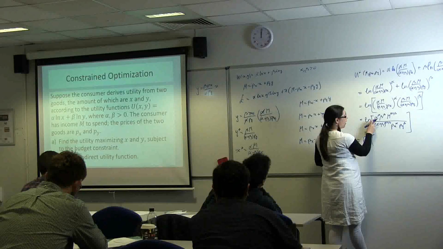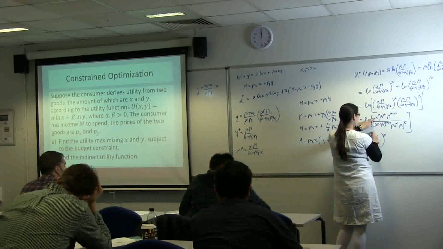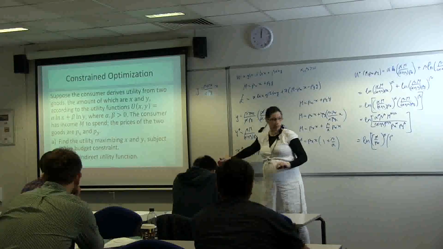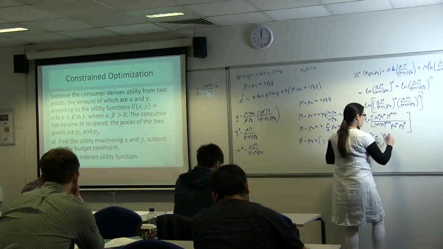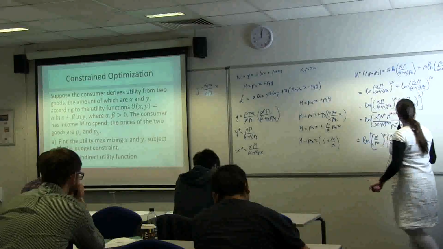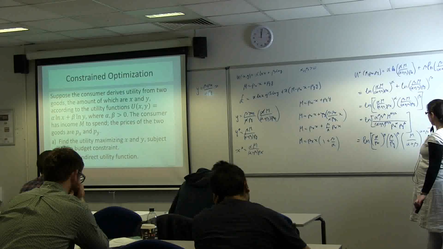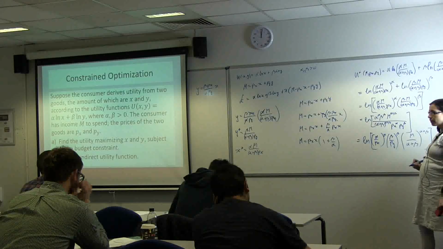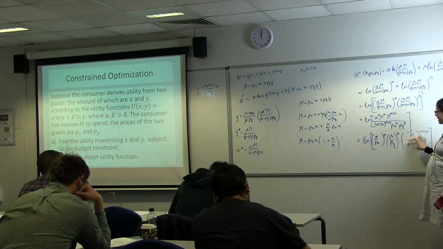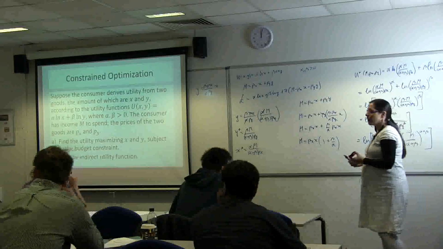And then I have alpha over px, both to the power of alpha. And I've got beta over py, both raised to the beta power. And I've got m over alpha plus beta, both raised to the alpha plus beta power. In this way, I might see the relationship between the prices and the incomes a little bit clearer. Not necessarily.